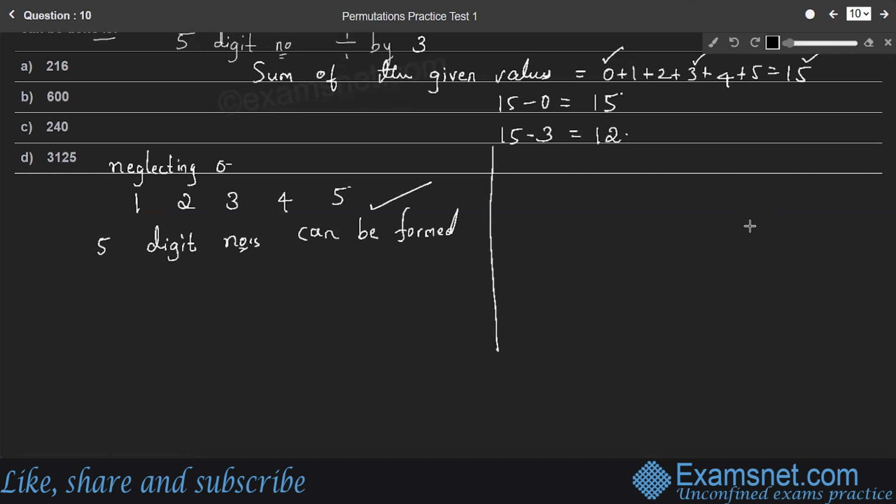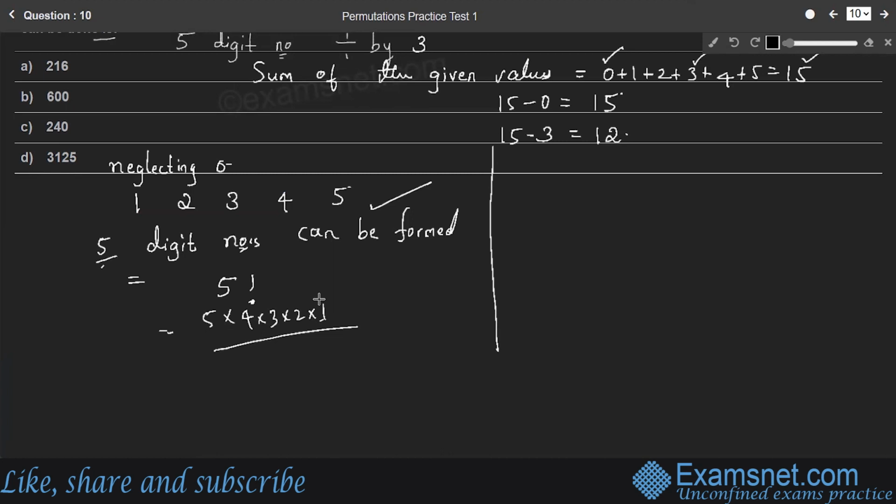Neglecting 0, the number of numbers we can form is factorial 5, which means 5 into 4 into 3 into 2 into 1. These many 5-digit numbers can be formed using 1, 2, 3, 4, 5.